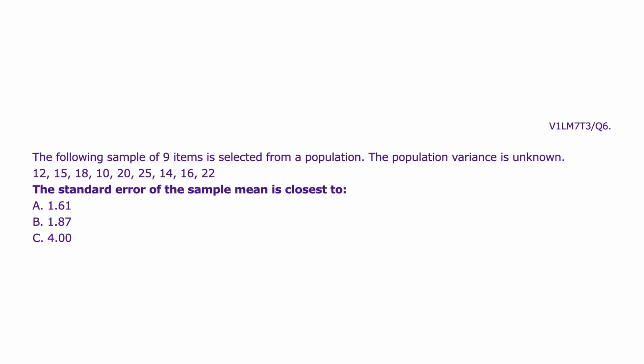The following sample of 9 items is selected from a population. The population variance is unknown. 12, 15, 18, 10, 20, 25, 14, 16, 22. The standard error of the sample mean is closest to: A. 1.61, B. 1.87, C. 4.00.